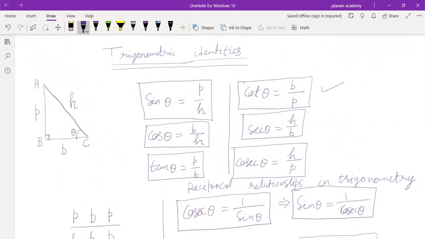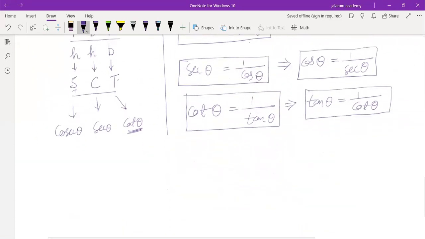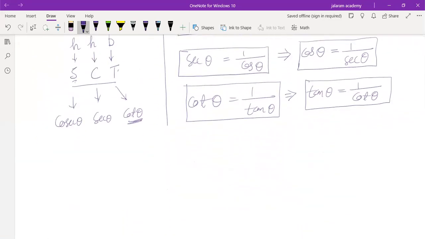So the previous formulas will not be used to prove the trigonometrical identities. Okay. Sin theta equals perpendicular upon hypotenuse, cosec theta equals hypotenuse upon perpendicular. So they are reciprocal of each other. Cos theta and sec theta are reciprocals of each other. Cot theta and tan theta are also the reciprocals of each other. So these formulas.